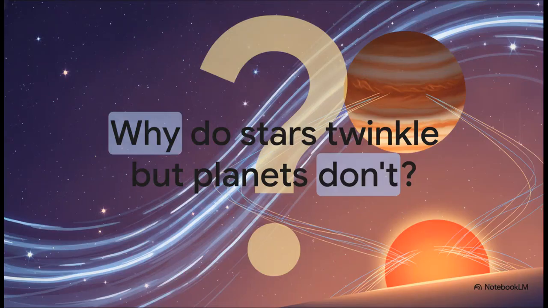So, when you look up at the night sky, have you ever stopped to wonder why stars twinkle, but the planets just maintain this steady, solid glow? Or how about when you're watching a sunset and the sun suddenly looks completely squished right before it drops below the horizon? Well, these aren't just random tricks your eyes are playing on you. They're actually massive visual clues that reveal the hidden physics of light acting all around us.